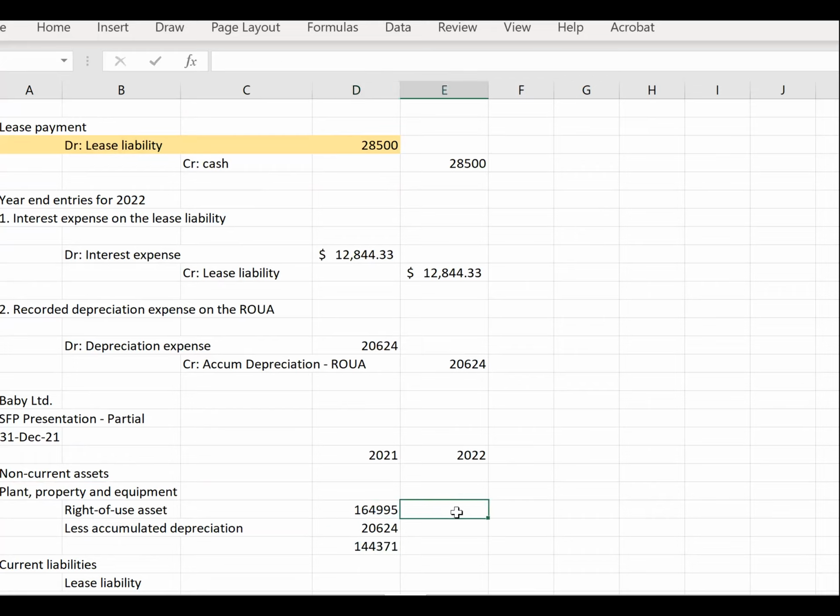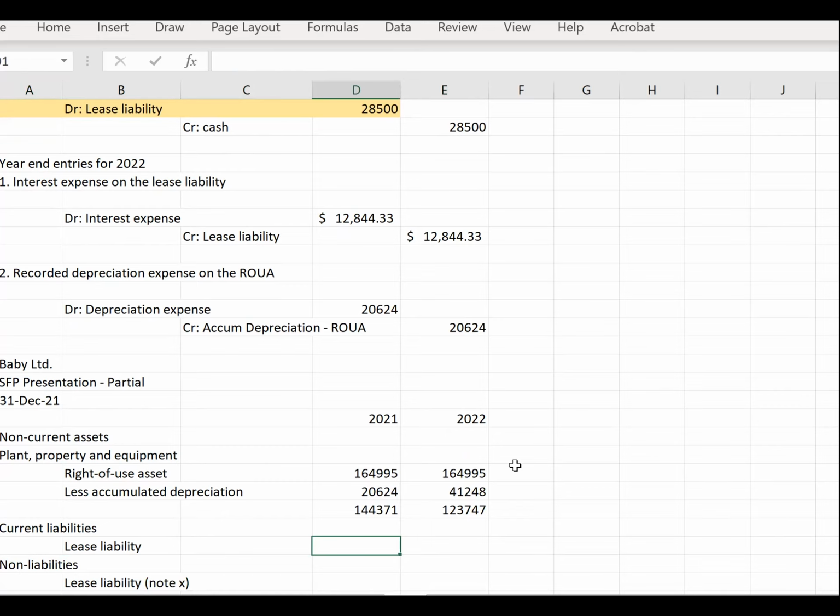Okay, and then for the next year, we still start with the same amount because we never hit that amount directly, but now we've got 2020 in here, plus the next depreciation. So we've got 2 years of depreciation now. So now our net book value is going to be that much lower. Okay, so that's what our right of use asset looks like, and that's all in non-current assets.